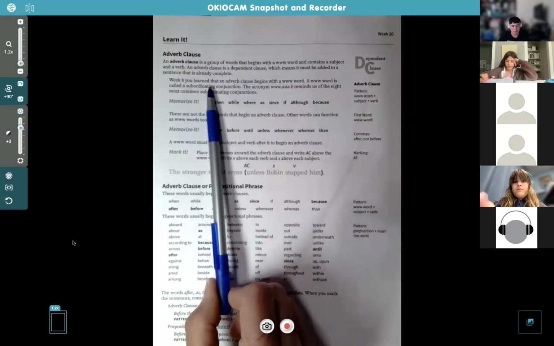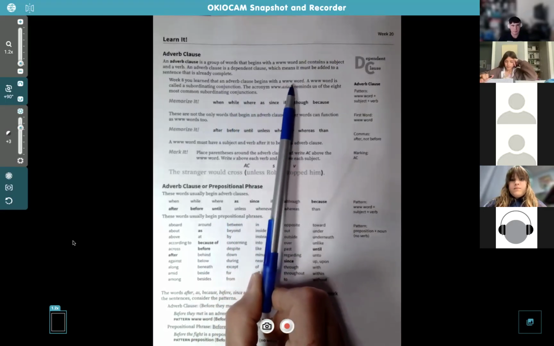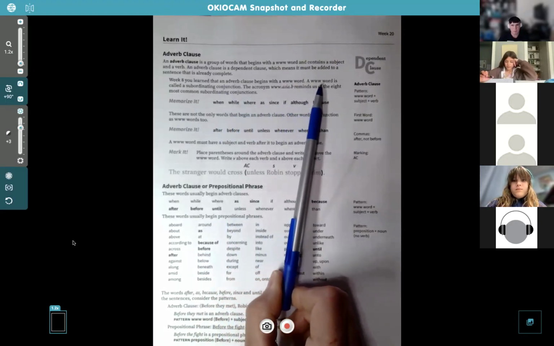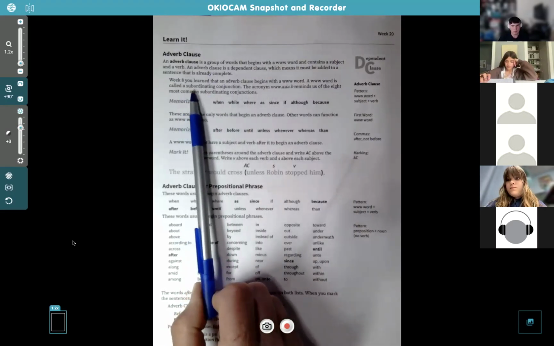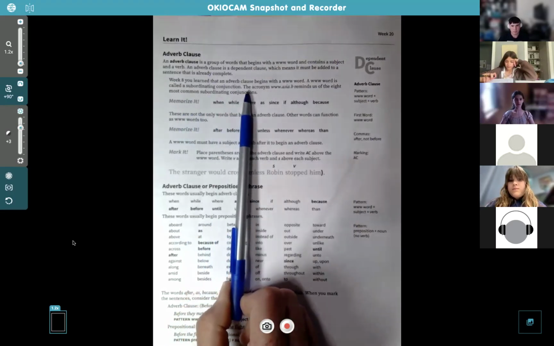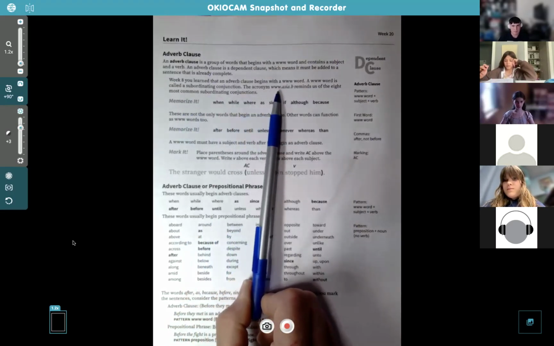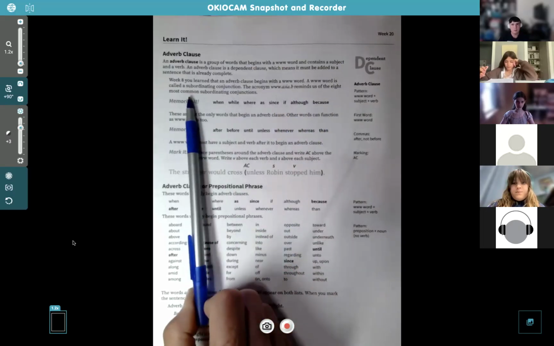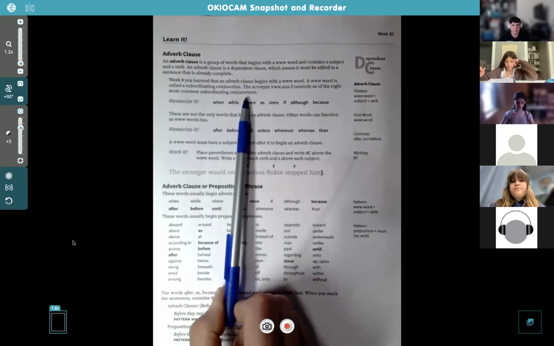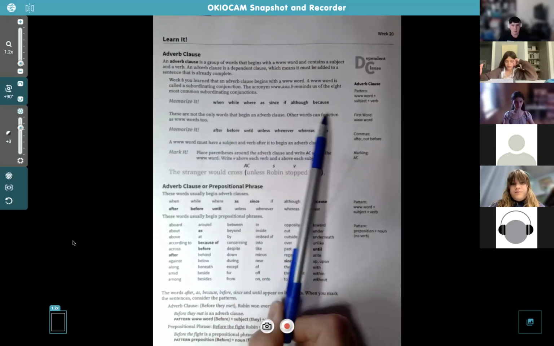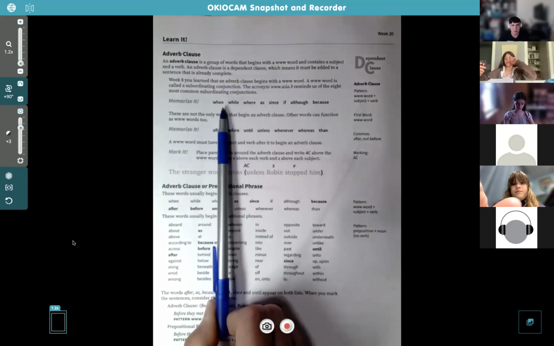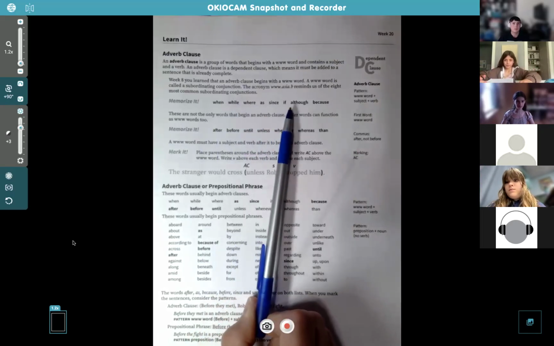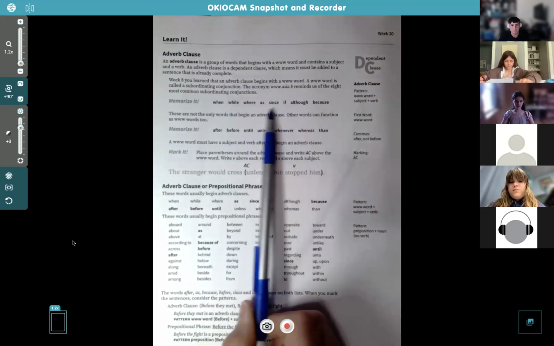In week 8, you learned that the adverb clause begins with a WWW word. A WWW word is called a subordinating conjunction. The acronym www.asia.b reminds us of the 8 most common subordinating conjunctions. These are the most common adverb clause words: when, while, where, as, since, if, although, because.